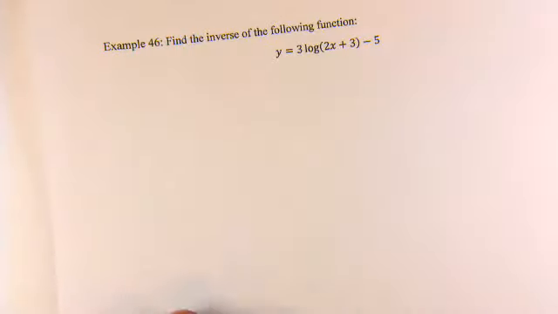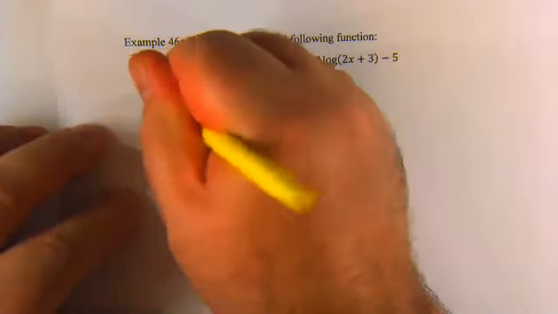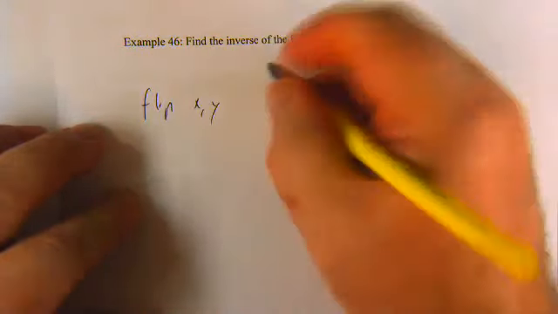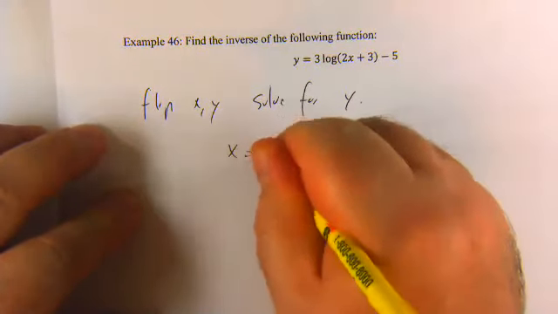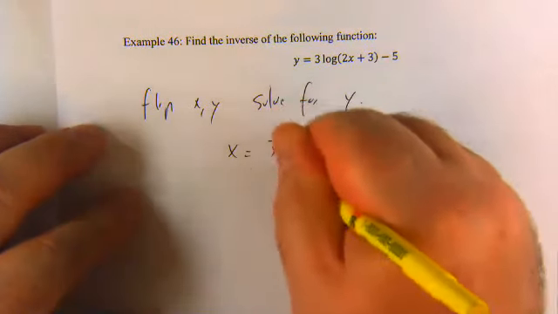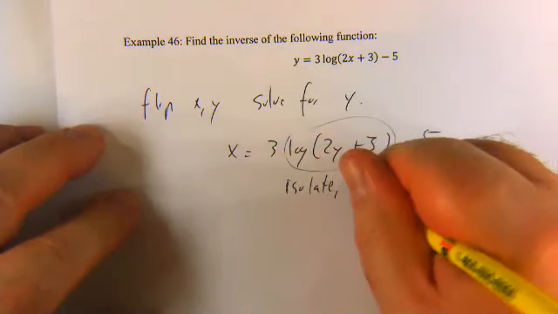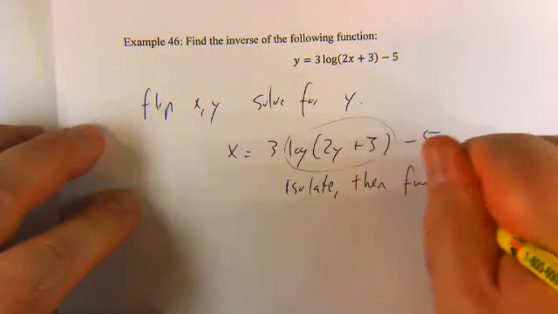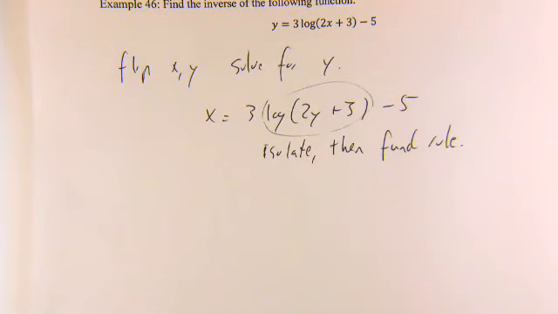How do you find the inverse of a logarithm? Well, the inverse of a logarithm is going to be an exponential. So flip x and y, solve for y. So we get x equals 3 log(2y plus 3) minus 5. Isolate the logarithm, then use the fundamental rule. The fundamental rule, in case you haven't noticed, gets used a lot. It's fundamental for a reason.